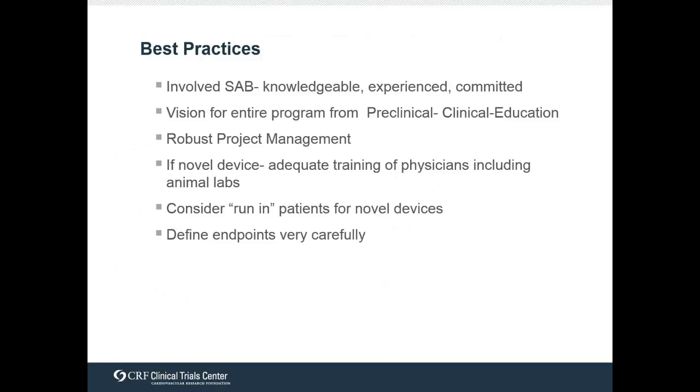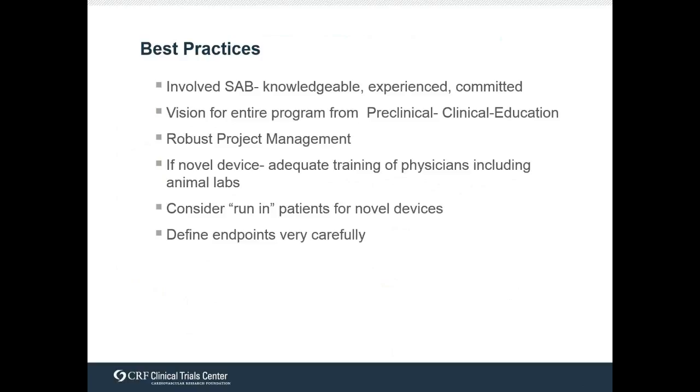There has to be a vision for the entire program, and most importantly, robust project management. There are a million moving parts in a good clinical trial, and in order to have things work on time without delays, it's the most complex orchestra that needs to be conducted, and it's really the project managers who are the conductors in this system.